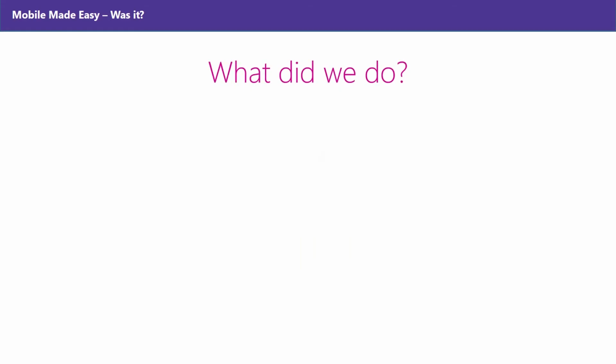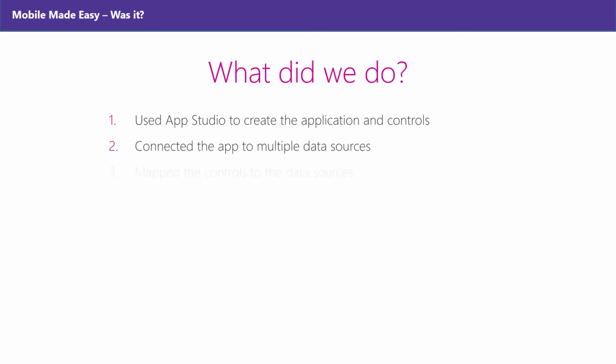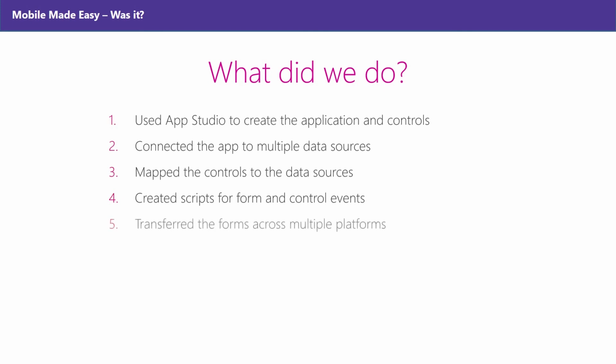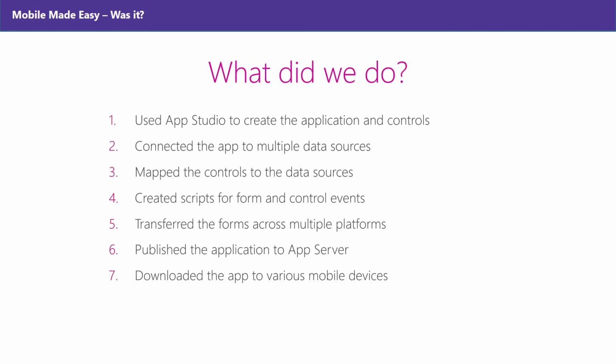So let's have a recap of what we just did. First of all, we used the App Studio to create the application and position and resize the controls. We then connected the app to multiple data sources and mapped the controls themselves to the data source fields. We then created scripts for the form and the control events, so what happened when we press a button, and we transferred the forms across multiple platforms. We then published the app to the server and downloaded the app to various mobile devices. We then saw the app running, and we synchronized the case data back to the office and confirmed that that appeared in the CRM system.